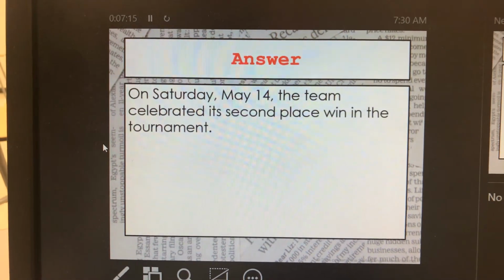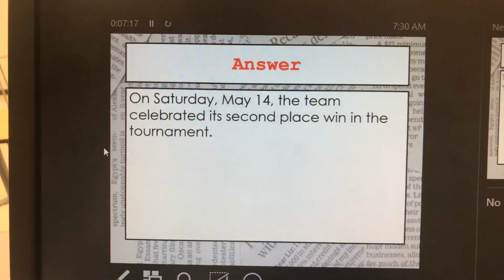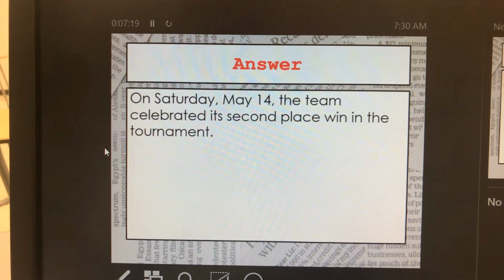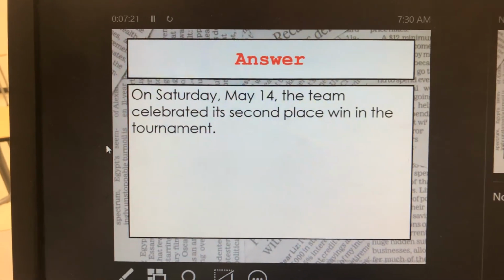And then this is what the sentence looks like corrected. On Saturday, May 14, the team celebrated its second place win in the tournament.